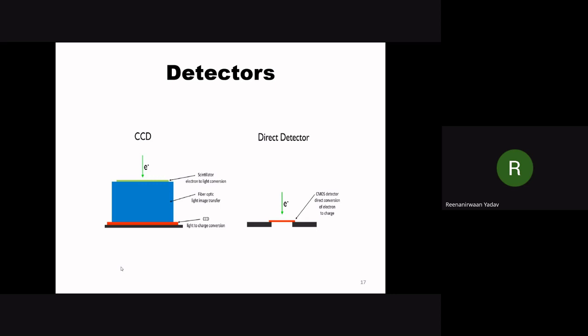And in case of direct detector, we have a CMOS detector here, which directly converts the electrons which are coming from our projector lens to charge, and helps us in achieving better resolution. Next step.